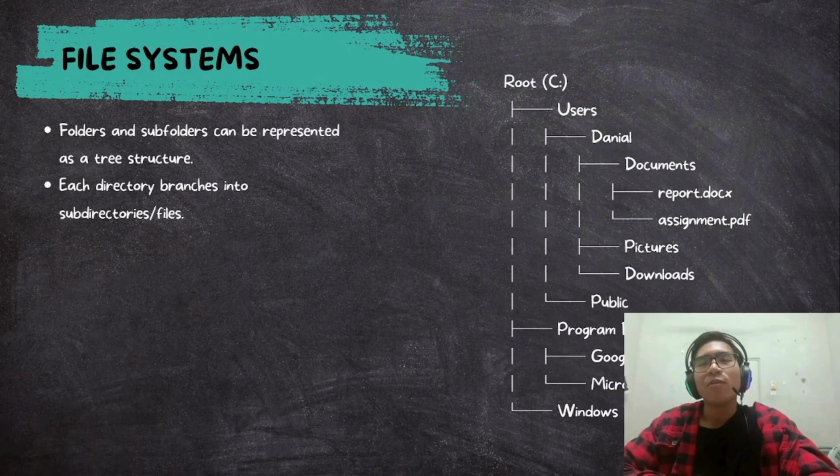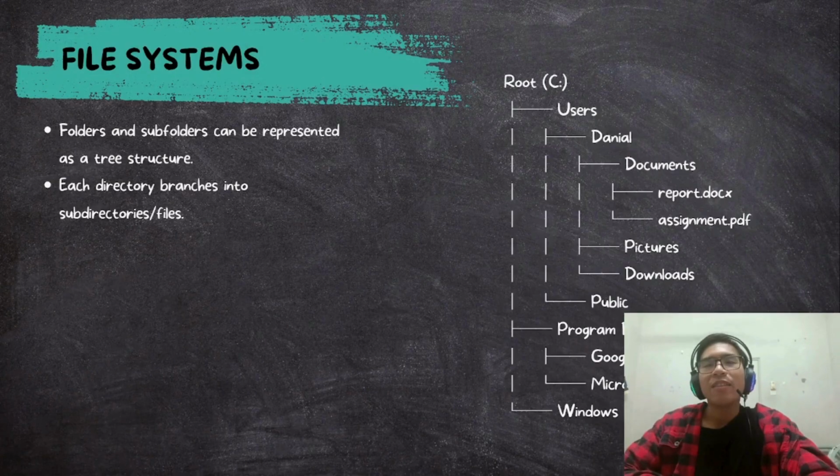And from those root nodes, or the C drive, you have users, program files, and Windows as the folders. It will be a subfolder to the C drive. And in those would be considered the first layer of nodes. Now, in users, there's also Daniel and public. Those would be the nodes from the user node. And same goes for Google and Microsoft for program files, and so on and so forth.